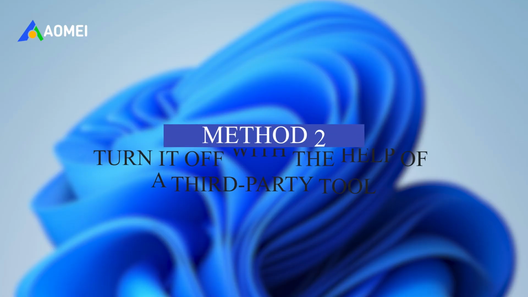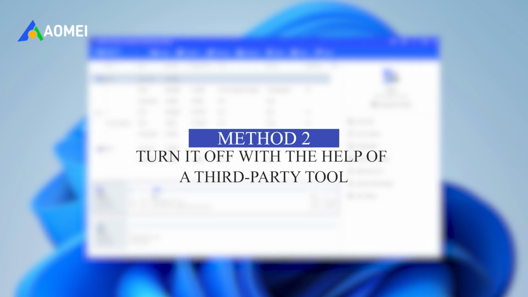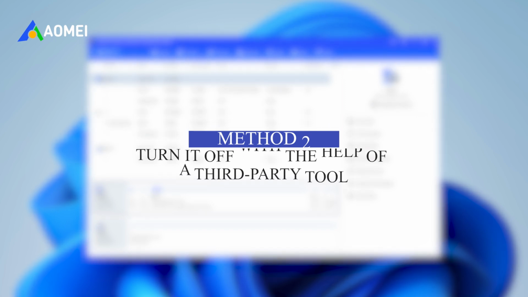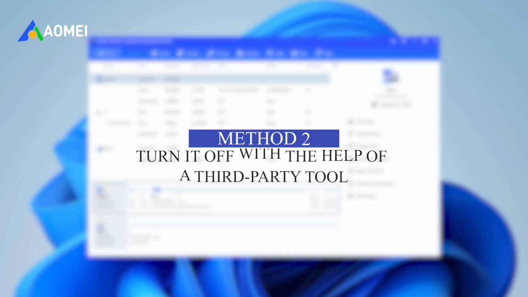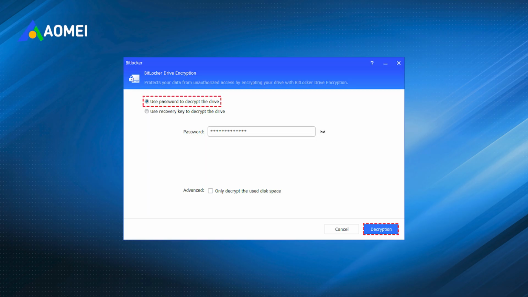Method 2. Turn it off with the help of a third-party tool. If you can't find the Turn off BitLocker option on the Control Panel, then you need AOMEI software to help you. Step 1. Find the encrypted drive you want to decrypt, and then click the Turn off BitLocker option.